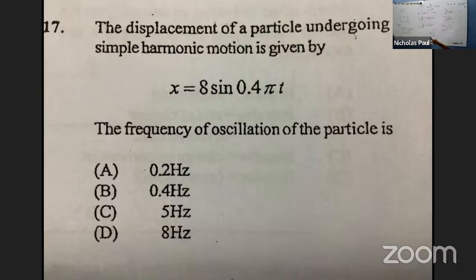I want you to tell me what is velocity and what is acceleration using the same equation. And after that, what is the max velocity and max acceleration?